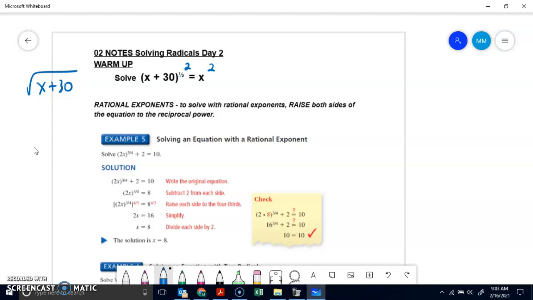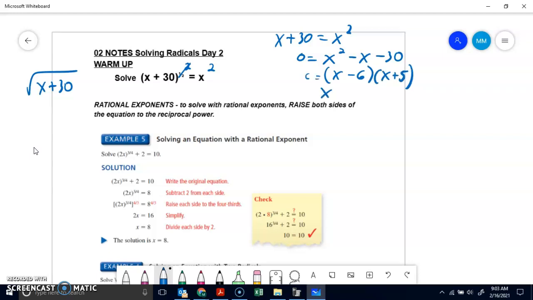Another way to think of it is when you raise a power to a power, you multiply. Multiplying a number by its reciprocal, 2 times 1/2, is just 1. So I cancel. That would give me x plus 30 equals x squared. This is clearly a quadratic, so I would minus x and minus 30 to get it equal to 0. Factors of 30 are x minus 6 and x plus 5. That would give me -1. So when I set those equal to 0, I would get 6 and -5.